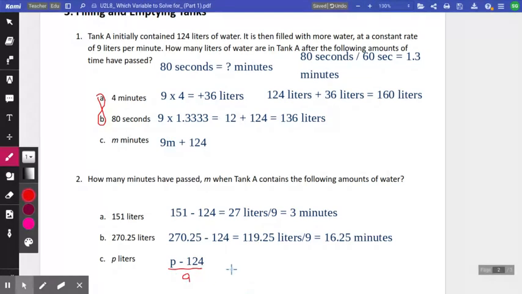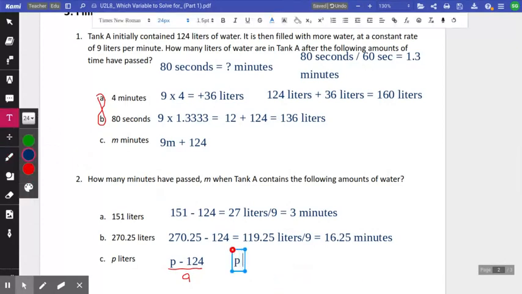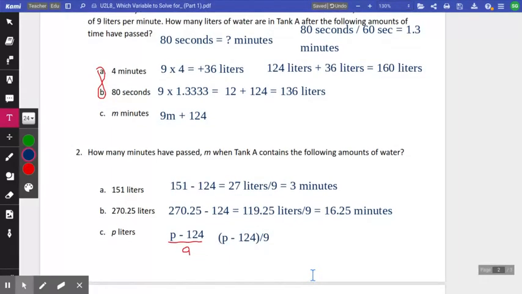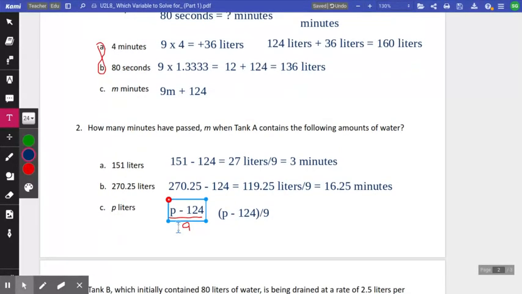You could write it like that, or you could write it as I first need to do this. And I'm using that word first there because I'm going to put parentheses around it to show that I need to do that first. And then after I've done that, I'm dividing it by 9. Both of these here say the same thing. That is one way you could take this information and represent it with an expression for P liters.